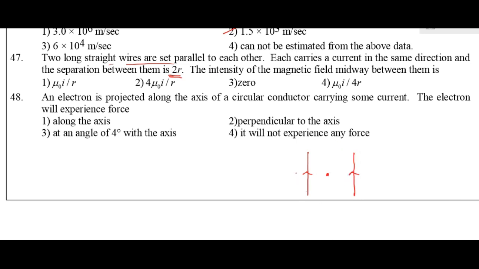Now if we calculate the magnetic field, use the Ampere right hand thumb rule. If thumb denotes the direction of the current, the direction in which your fingers curl denotes the direction of magnetic field.